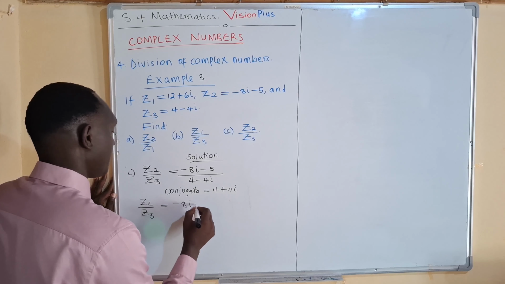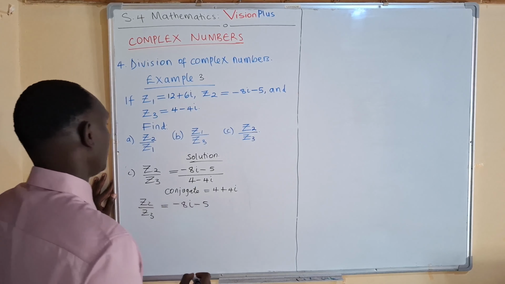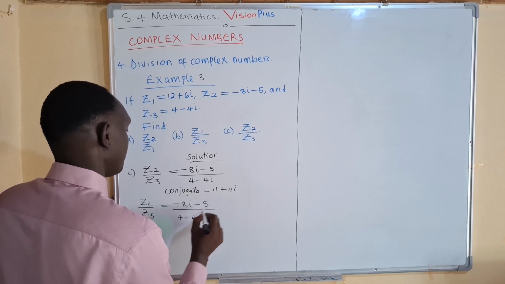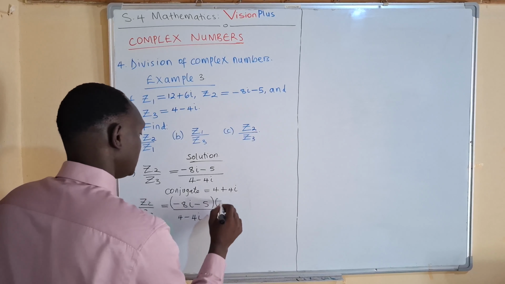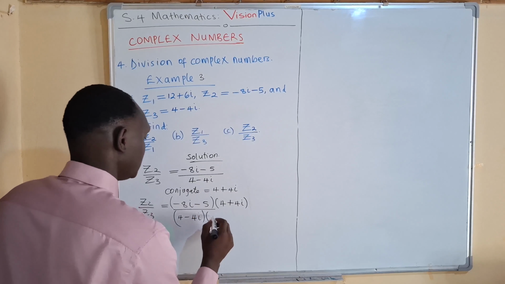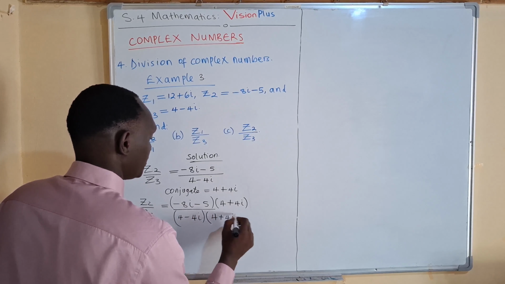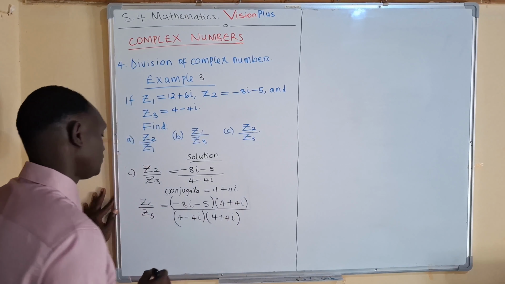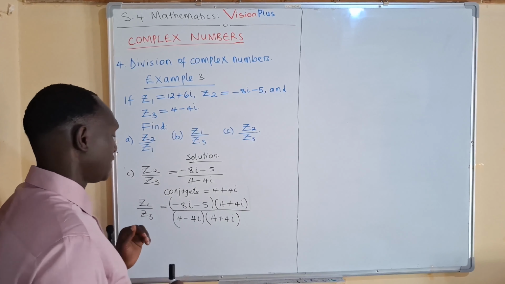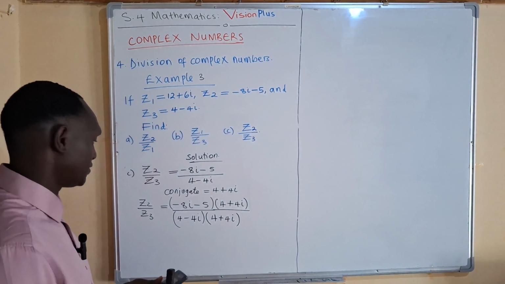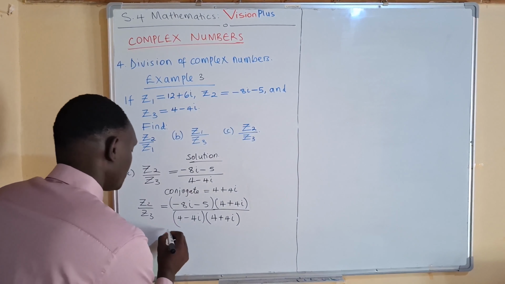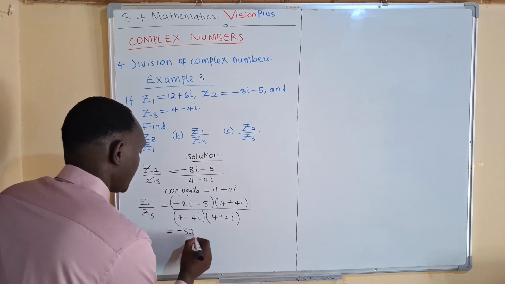Therefore Z2 out of Z3 becomes negative 8i minus 5 over 4 minus 4i. But we now need to multiply both the numerator and the denominator by the conjugate of the denominator. Now the next thing here is simply multiplication. So negative 8i times 4, calculator should assist you. Negative 8 times 4, negative 32, so here we shall have negative 32i.